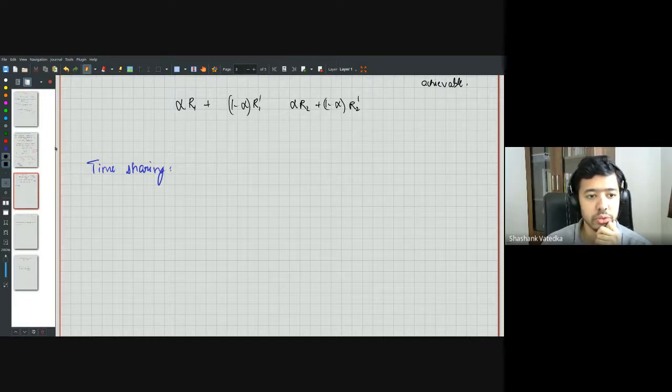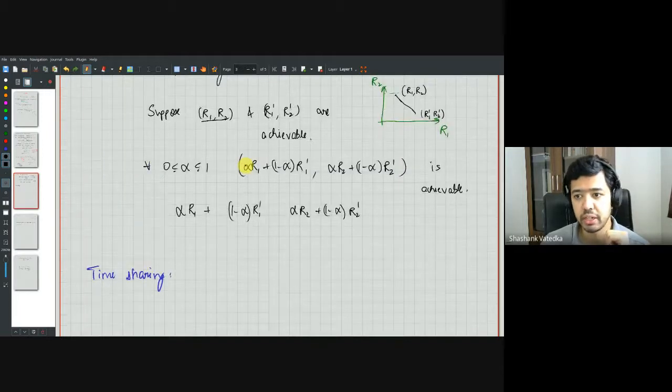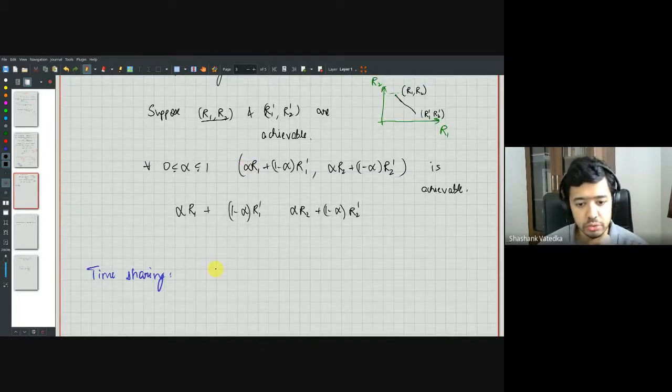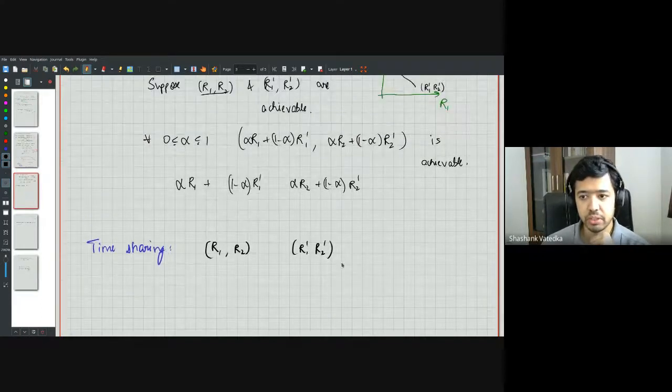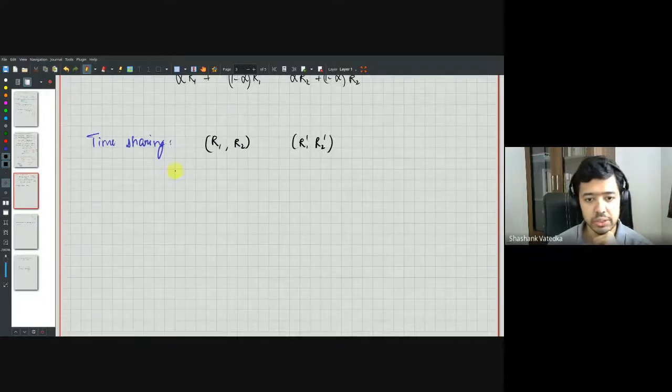So the argument is the time sharing argument, and basically it is the following. Let us take any 2 points in the rate region. For simplicity, let us assume that there are two transmitters and two receivers. So two messages are to be sent, and let us say that the rates R1, R2, and rates R1 prime, R2 prime are achievable. So these are 2 points in the rate region.